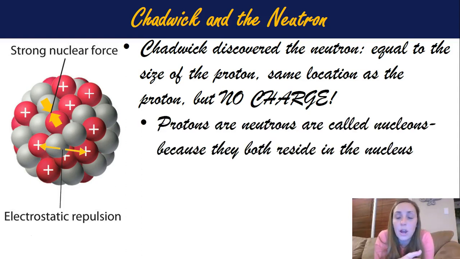So protons and neutrons are called nucleons because they both reside in the nucleus. So out of your nucleons, you've got these positive protons and then these neutral neutrons. That is what Chadwick discovered. And he named it in honor of the nucleus because that's where they were.